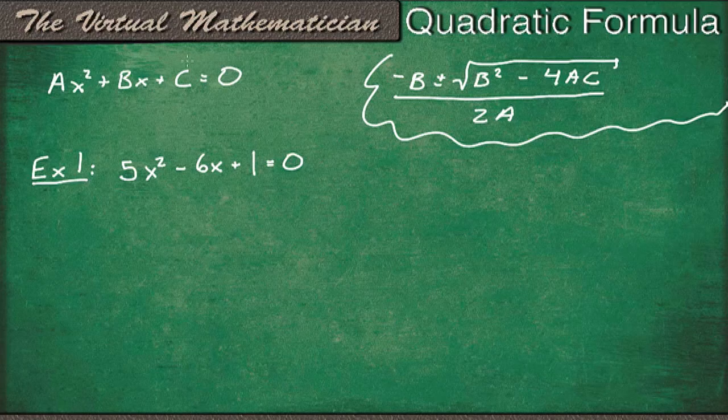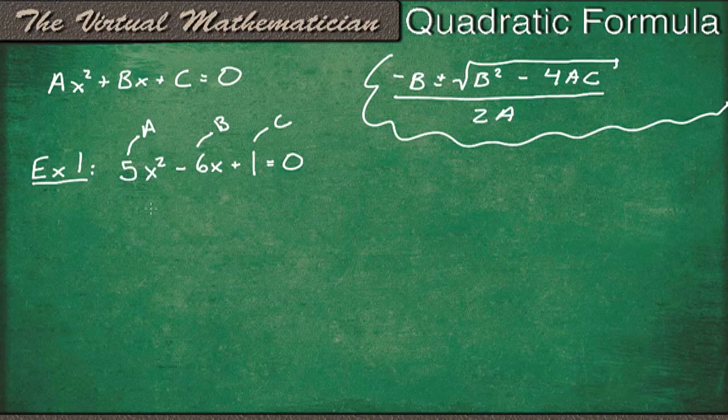So to really see how this works, let's look at example 1 here. So the x squared coefficient is a, so in this case 5 is a. The x coefficient is b, so negative 6 is going to be b, and then c is going to be 1. So now to find our values for x, we need to plug all these numbers into the quadratic formula.